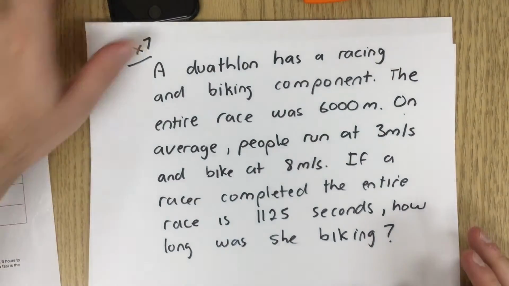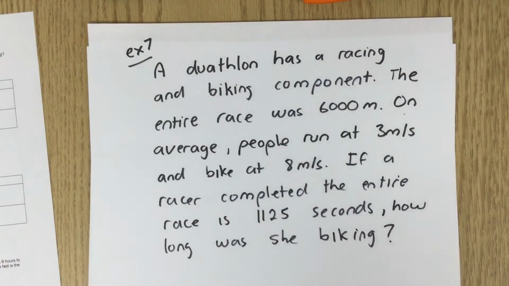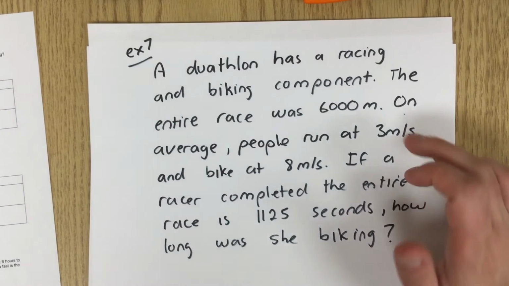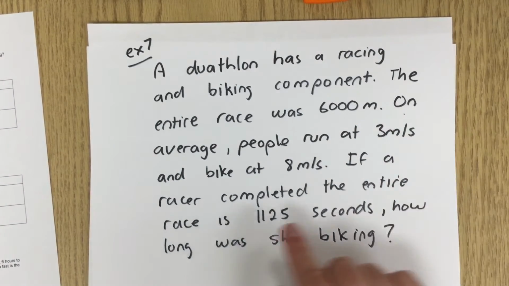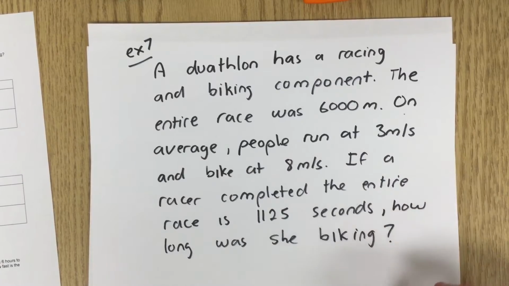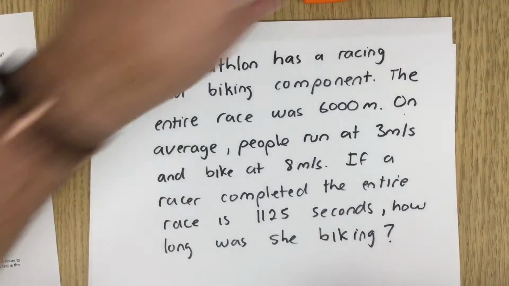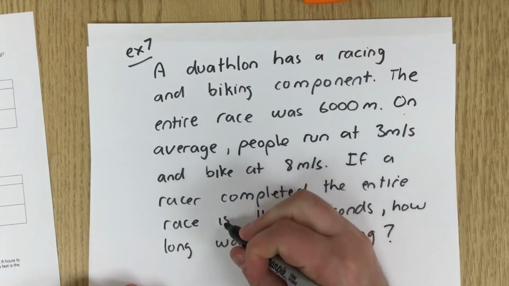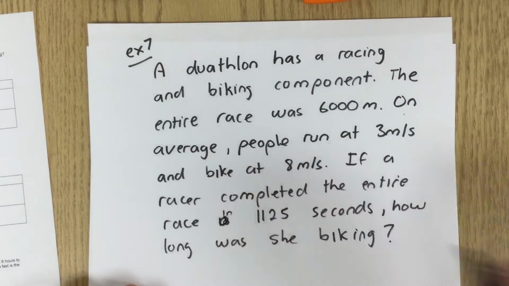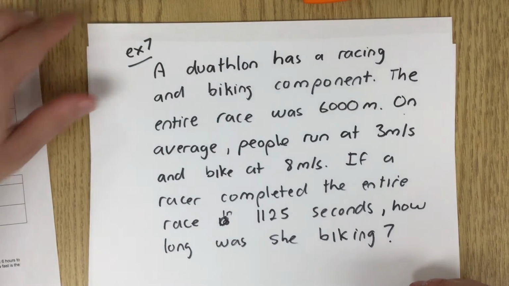Next example. A duathlon has a running and biking component. So the entire race was 6,000 meters. And on average, people run at 3 meters per second and bike at 8 meters per second. If a racer completed the entire race in 1,125 seconds, how long was she biking? So pause the video and write this down. We're going to be moving on.